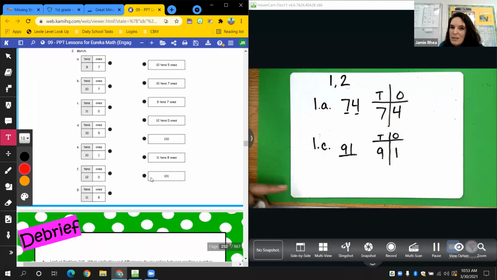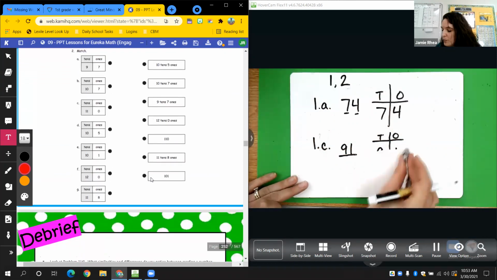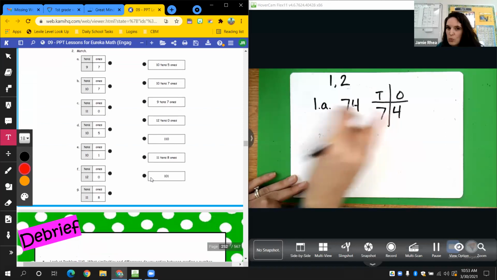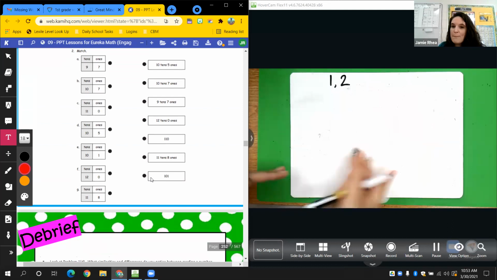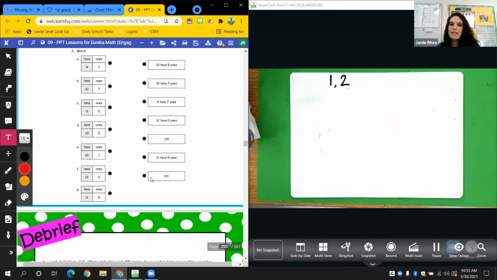Then you're going to come down to number 2. Let's look at number 2. It's a matching. So it says right here, match. You're going to take 9, 10, 7 ones, and you're going to match it to the correct number, sentence, or statement over here on your right. So 9, 10, 7 ones.